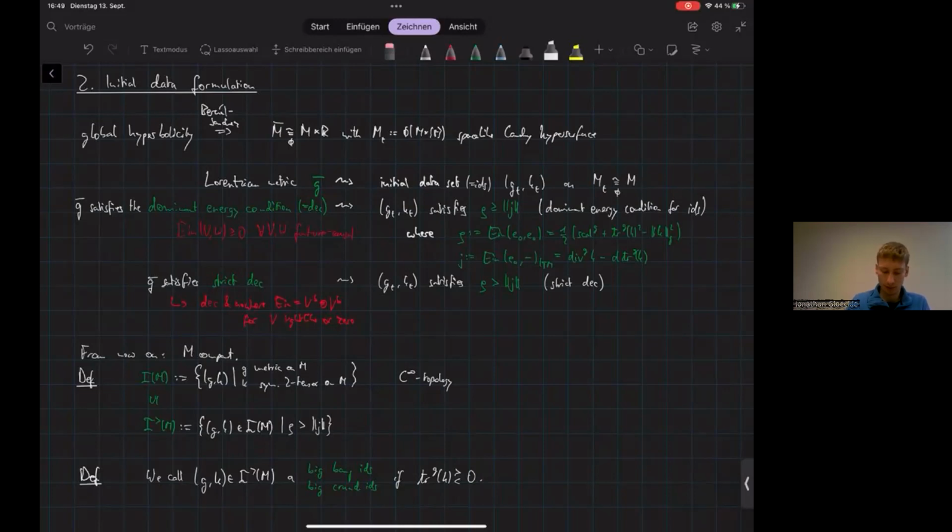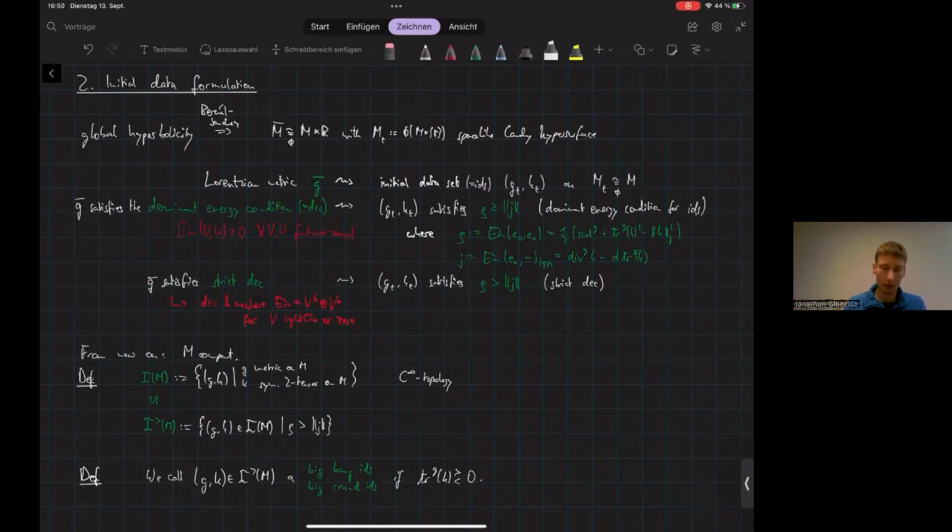And when we do this, then we can produce from this Lorentzian metric a family of initial data sets. The initial data sets consist of the induced Riemannian metric on the M_t slice and of the induced second fundamental form on this slice. Since we have these foliations, all of these slices are diffeomorphic to some fixed manifold M. So we may view this as a family of initial data sets on this fixed manifold M.